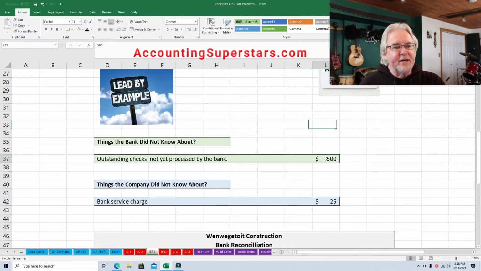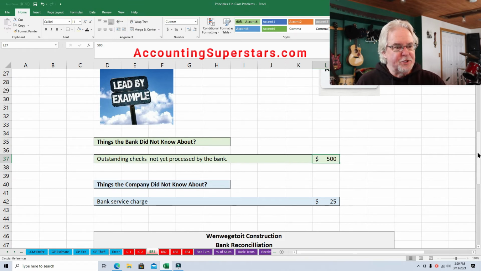And these checks, the grand total is $500 right there. Things that the company did not know about. Well, there's a bank service charge. Now you might say, well, they should know about that, and they probably do. But it's something that showed up on the bank statement, and they need to adjust for it. I like to think of it as things that the company didn't know about. It just makes a little more sense to me.